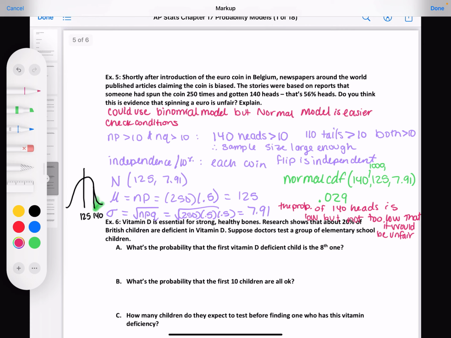Okay, it's the glare. You're weird. The probability of getting 140 heads is low, but not too low, basically such that it would not be unfair.